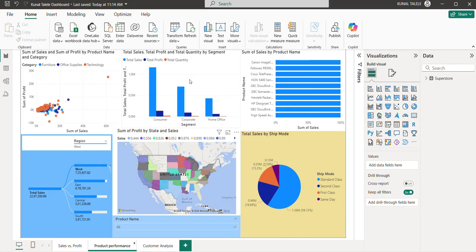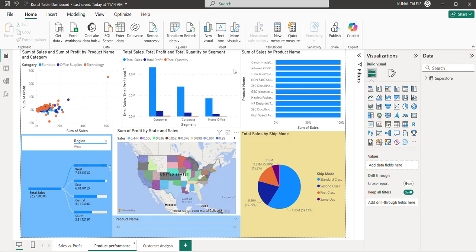As you can see, the consumer segment is the largest in sales and quantity. Corporate segment also contributes significantly but has relatively lower profit compared to sales. The home office segment is smaller but stable. This helps us understand which customer groups contribute most to revenue and profitability.